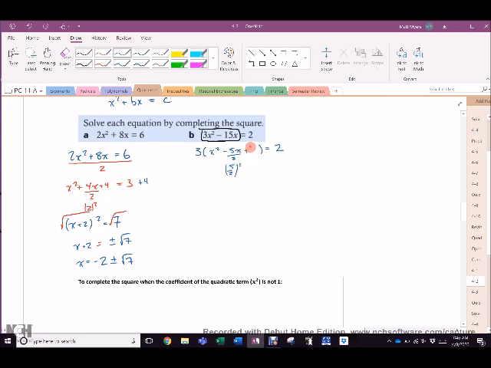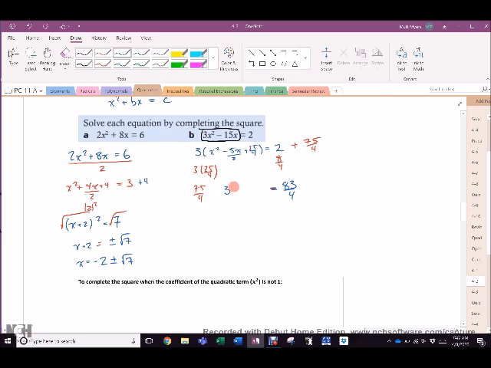Square it, which is 25 fourths. Now, I've added 25 fourths to the left side, but I also have it multiplied by 3. So really, I added 75 fourths to the left. So what do I have to add to the right? 75 fourths. Barf! But it's just math we already know. Remember, 2 is really 8 fourths. So on the right side here, I have 8 and 75 is 83 fourths.